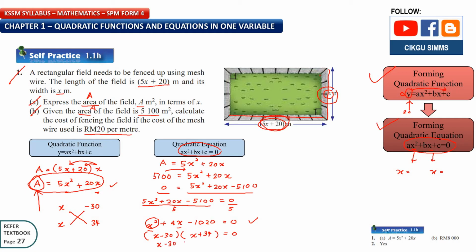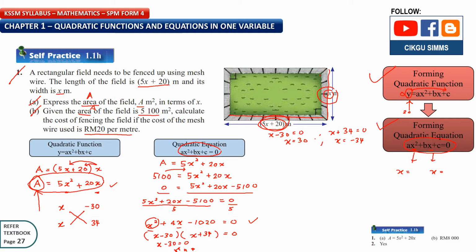And then you let the first bracket equal 0. Your first x will be 30. I will write here, first x will be 30, because x minus 30 is 0. And then x plus 34 is 0, so x will be negative 34. So I have two values of x.